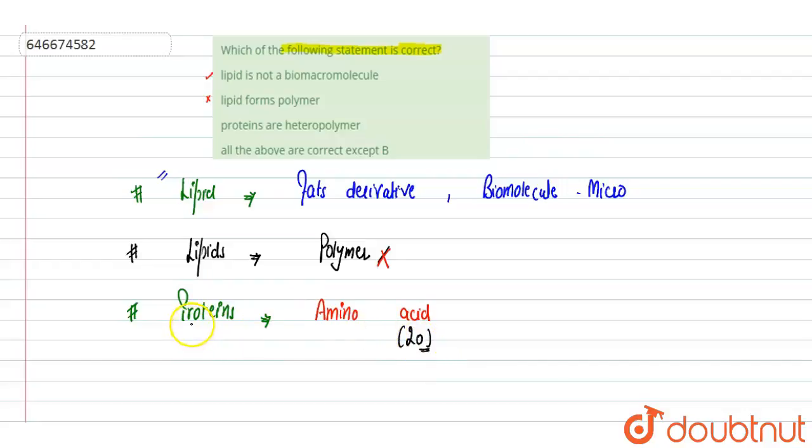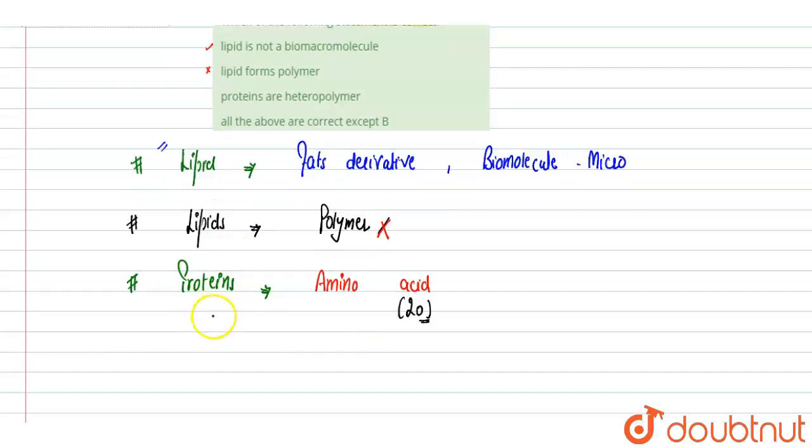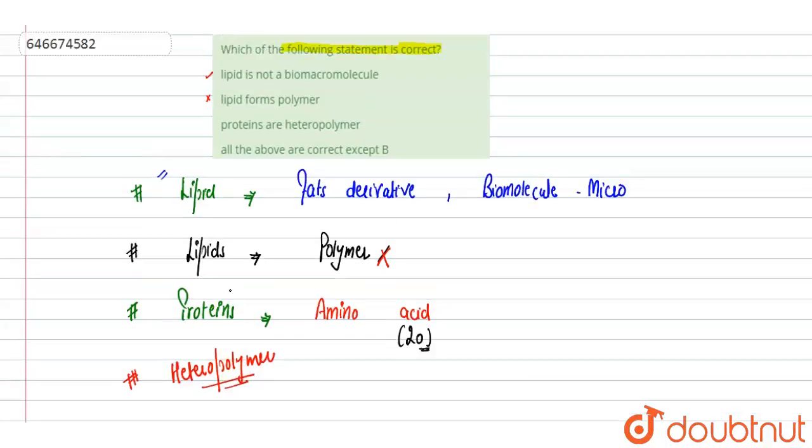They rearrange themselves in a different order in different proteins to make different proteins. So that's why we can call them a heteropolymer, because a single protein is made up of certain amino acids and the other protein is made up of different amino acids. So different proteins are made up of different amino acids. So we can say that proteins are heteropolymers.